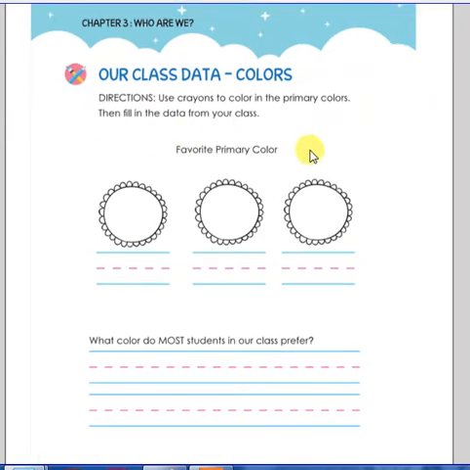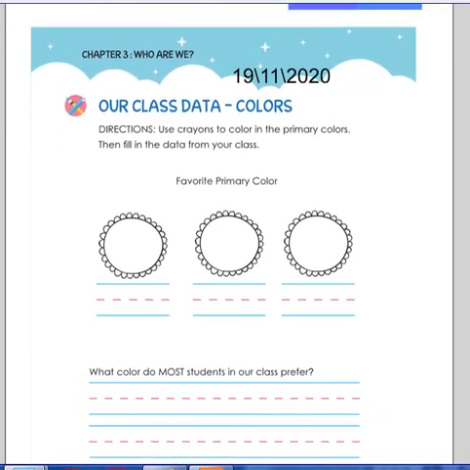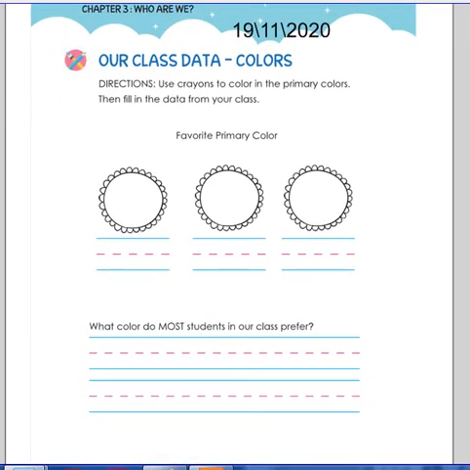This is our class data colors. Okay, write the date up. What's the date today? 19/11/2020. Okay. The favorite primary color. What's the primary color here? Can you remember? Primary color is what? Red. Color this circle with red.